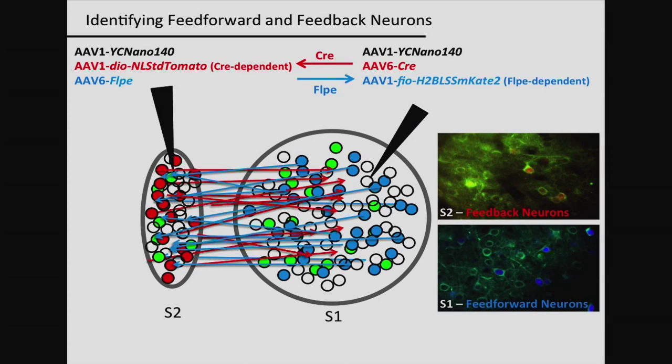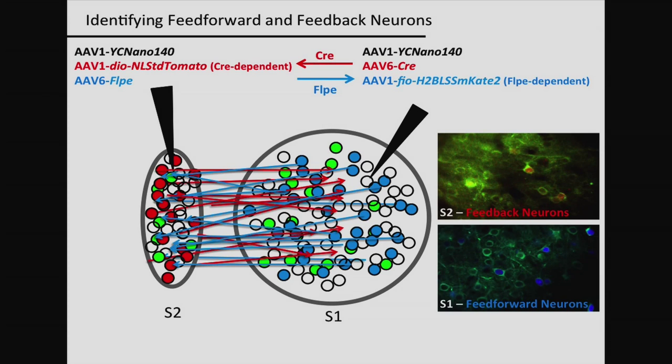So this by itself is not enough. Now what we really want to do is take advantage of the fact that we're optically identifying the neurons. So we have also developed a way where we can label feedforward and feedback neurons. We're using a complementary strategy here. In one pathway, we can inject an AAV6 expressing Cre into S1, retrogradely infecting S2, and then express a Cre-dependent reporter, a fluorescent protein such as tdTomato, into S2. And this will label our feedback neurons.